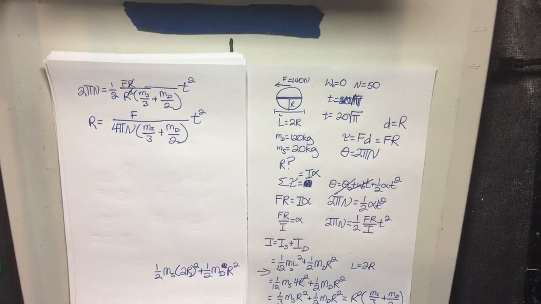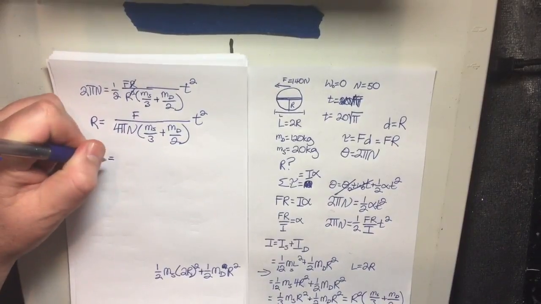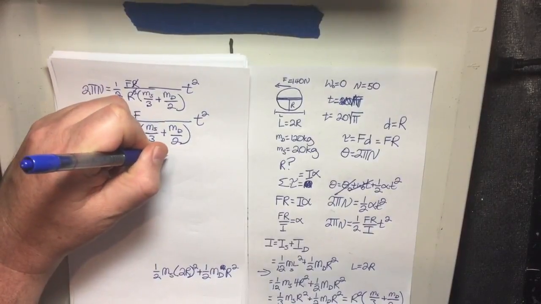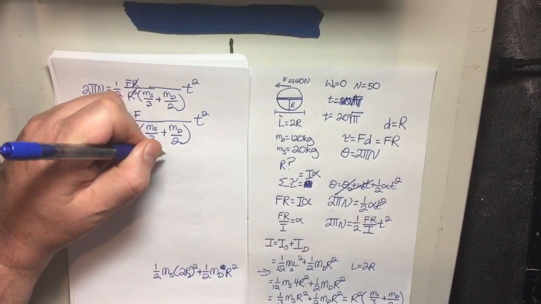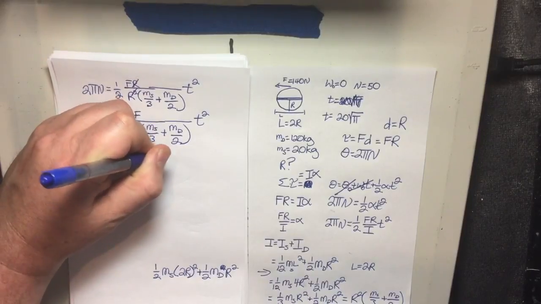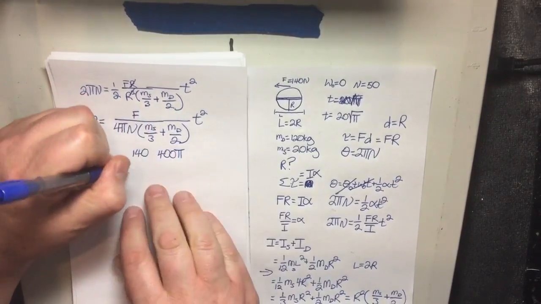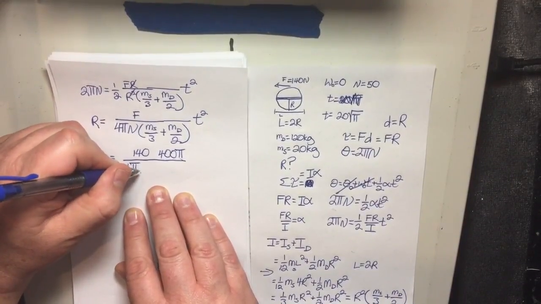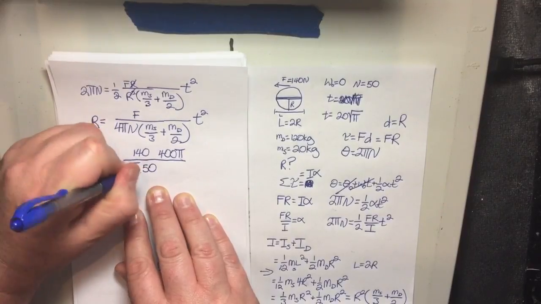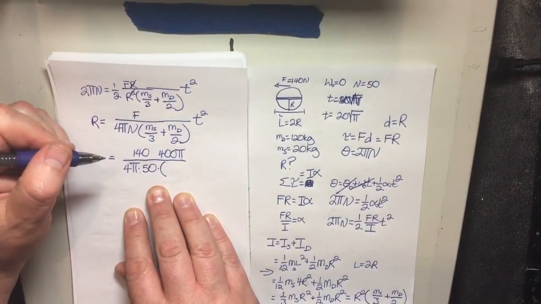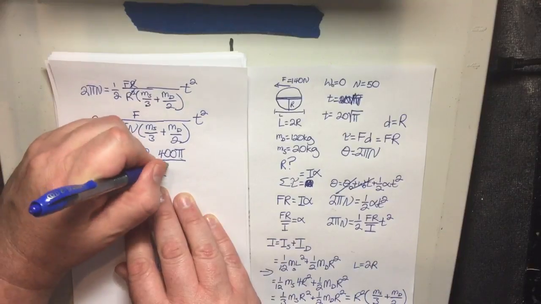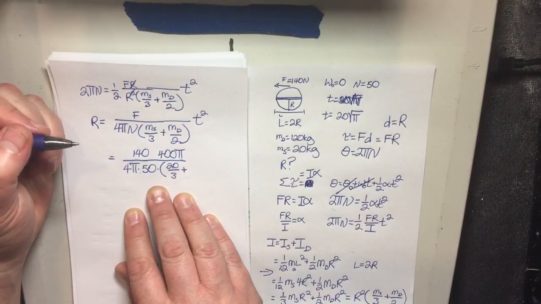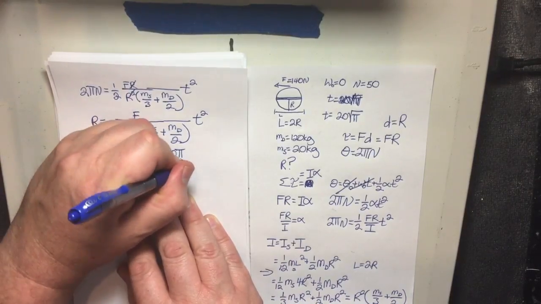Now, plug and chug. F is 140. T squared. T is 20 times the square root of pi, so this becomes 400 pi. 4 pi n. N is 50. Mass of the stick is 20. Mass of the disc is 120.